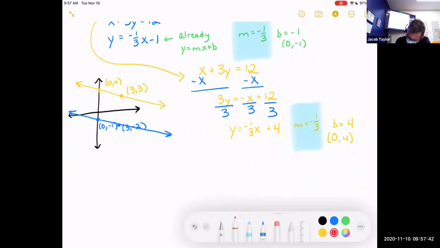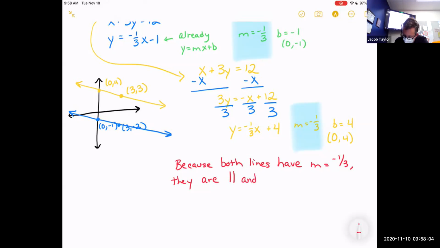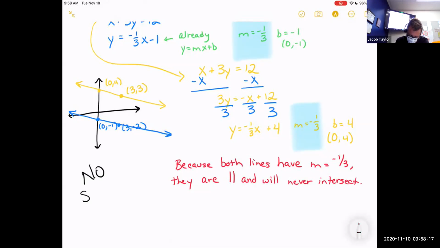I'm going to say, because both lines have a slope of negative 1/3, I'm going to do m equals negative 1/3. They are parallel. That's the symbol for parallel, those two lines. They are parallel and will never intersect. Therefore, no solution.